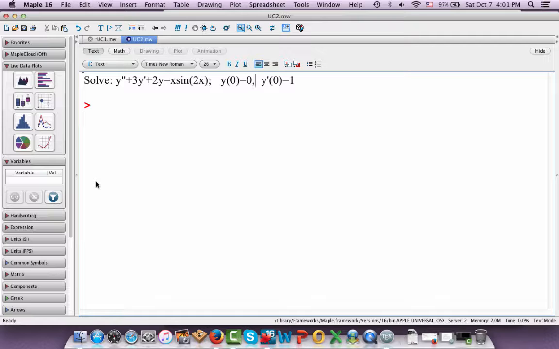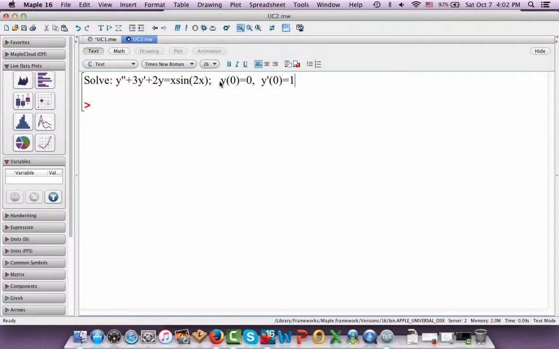It's a second order equation: y double prime plus 3y prime plus 2y is equal to x times sine of 2x. And we've got our initial conditions, y of 0 equals 0, and y prime of 0 equals 1. In Maple, this is just text. It doesn't have anything to do with computation, it's just letting us know what problem we're working on.